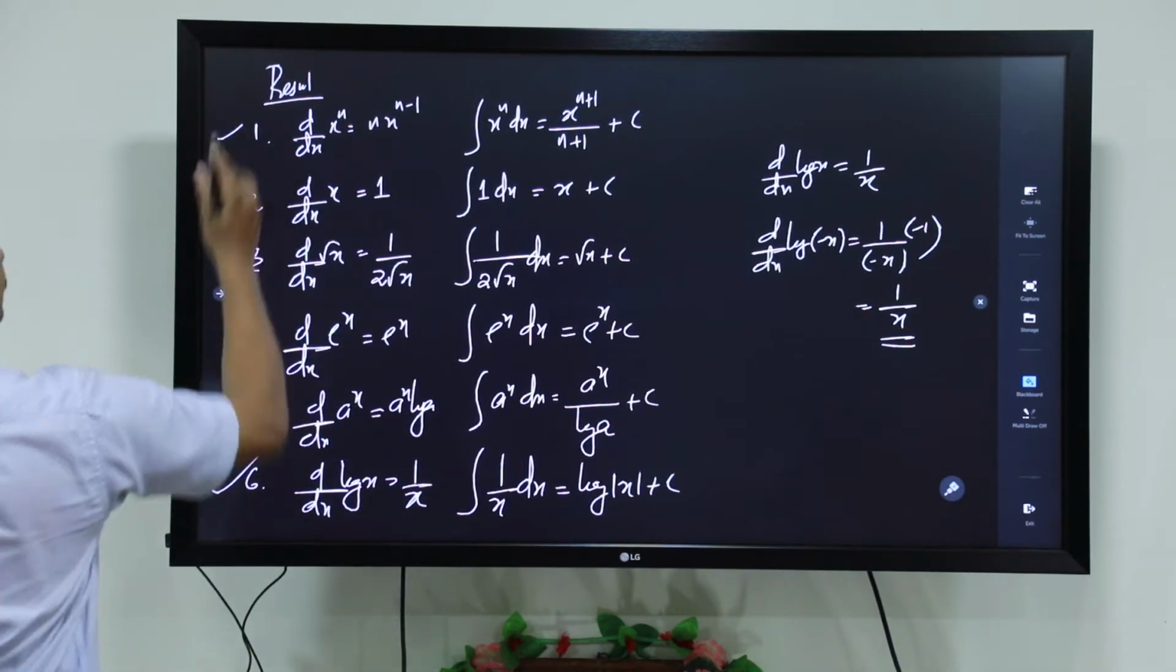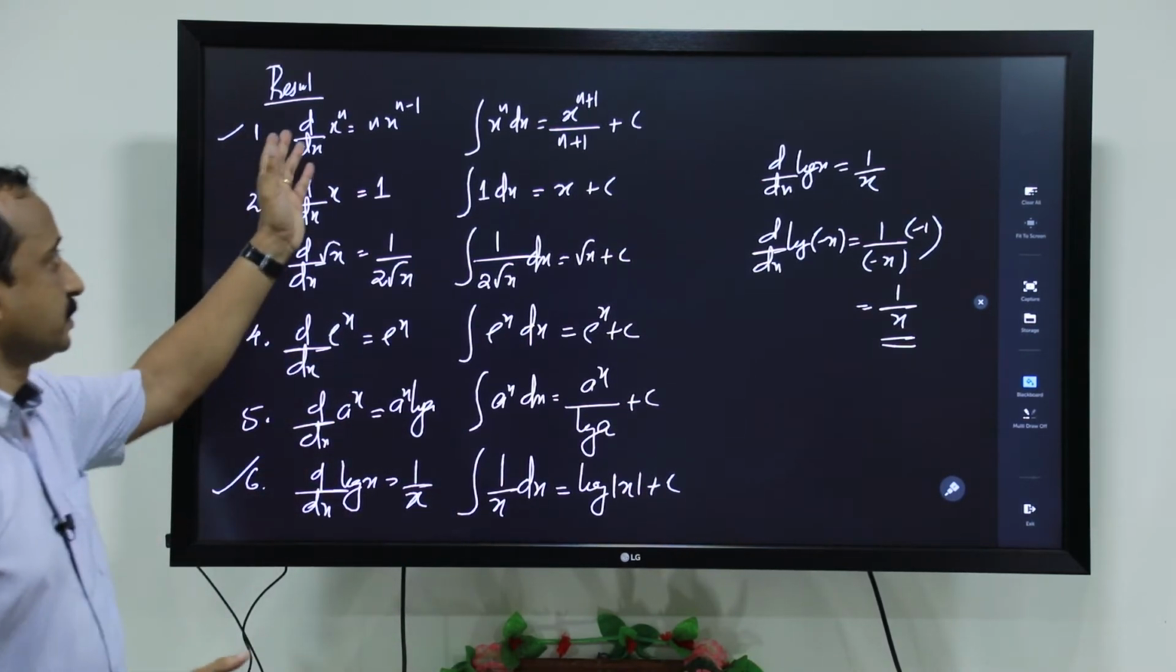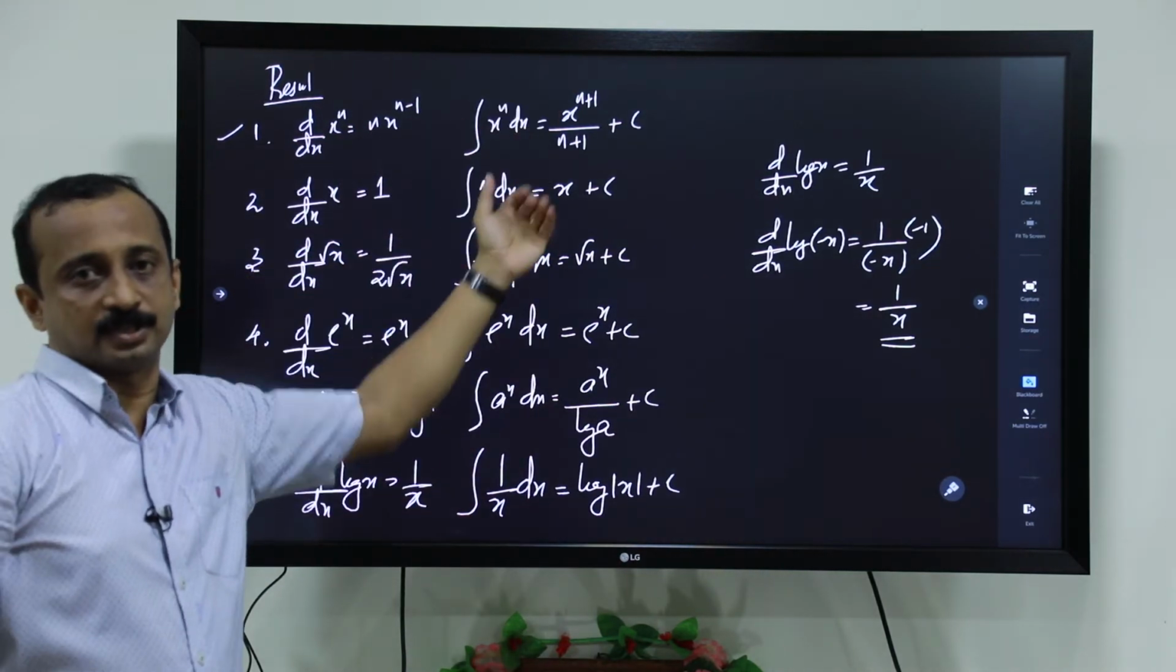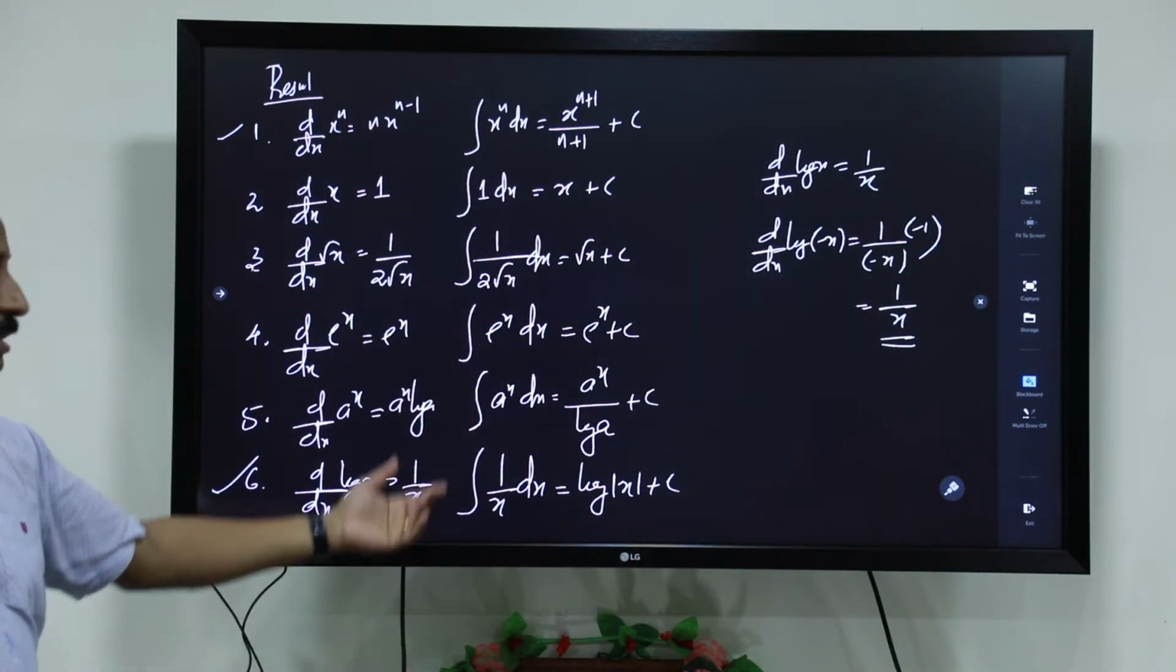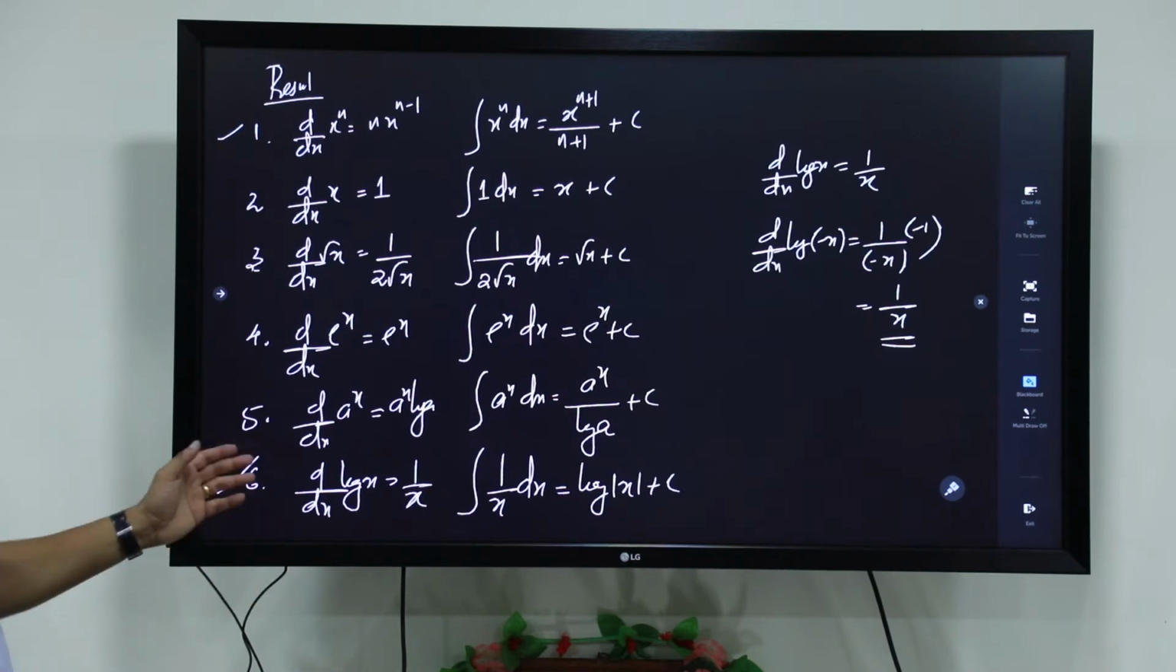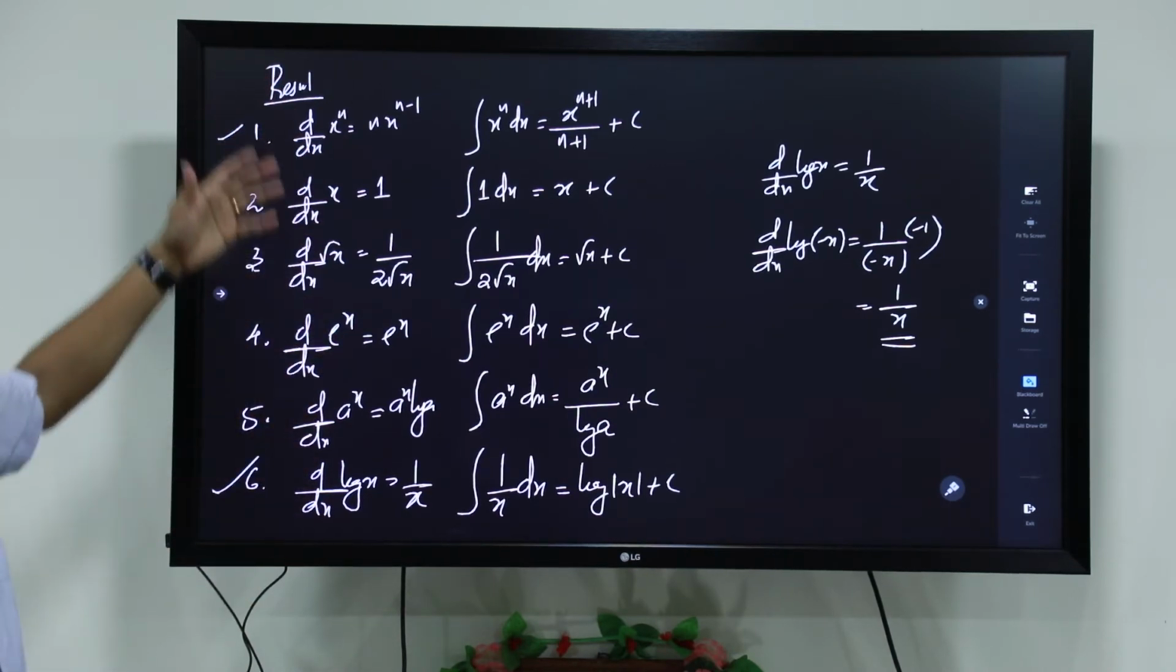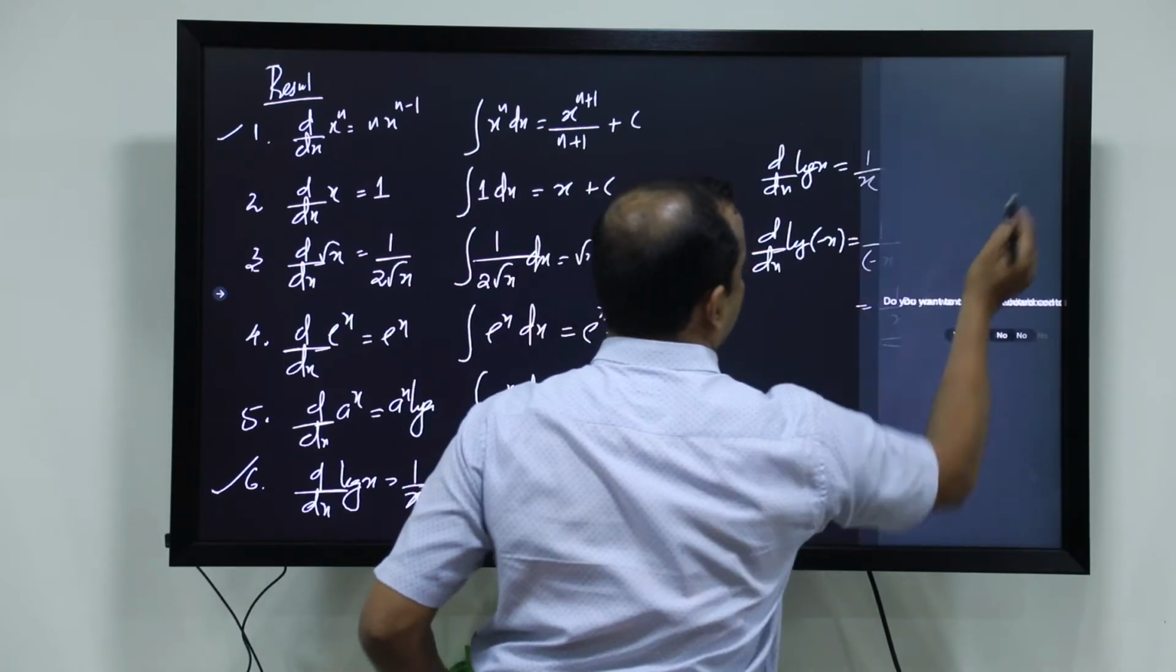These two are different functions. First, integral of x raised to n is x raised to n plus 1 by n plus 1, and integral of 1 by x is log mod x plus c. Learn these formulas by heart, it is very important.